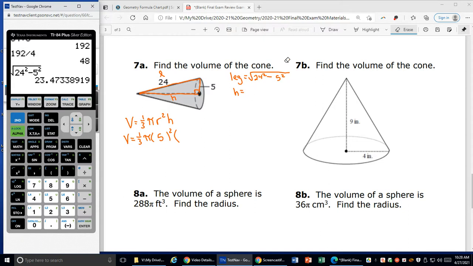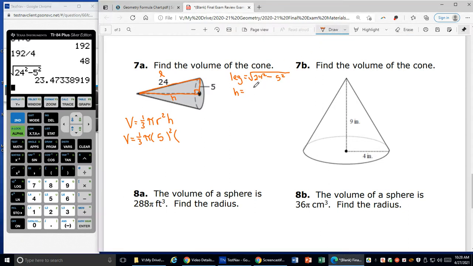gives me this ugly decimal. That's okay. 23.47338919. Notice I wrote down the whole thing and I didn't round it. When I put it in my formula, I want to try to use as many numbers as I can, so I'm not rounding till the very end. Okay, so 23.4, in here I'm going to abbreviate it, but I know it's really this whole number, and really even more than that, right? It keeps going.